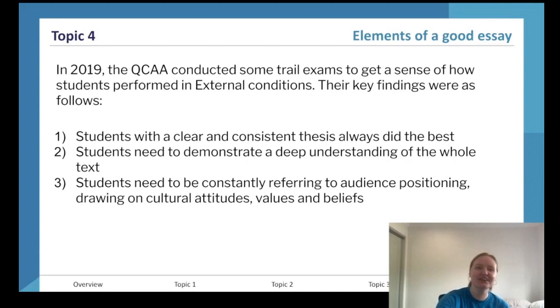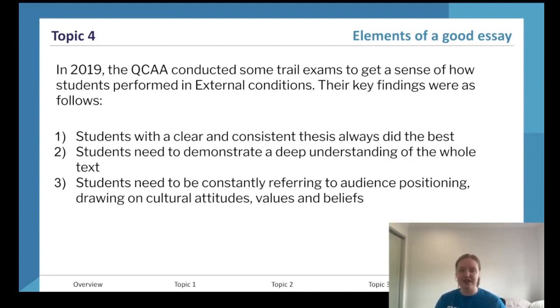All right, let's talk the elements of a good analytical essay. So in 2019, again, a million years ago, the QCAA, the Queensland Curriculum and Assessment Authority, conducted a bunch of trial exams to basically see if the ATAR system was viable and to see how students responded to taking external exams. In their English pursuits, when they were doing them for the English subject, their key findings for good essays were as follows.